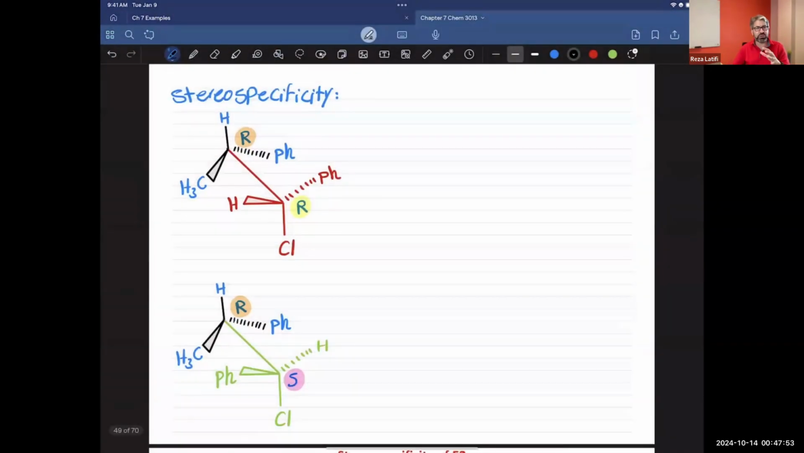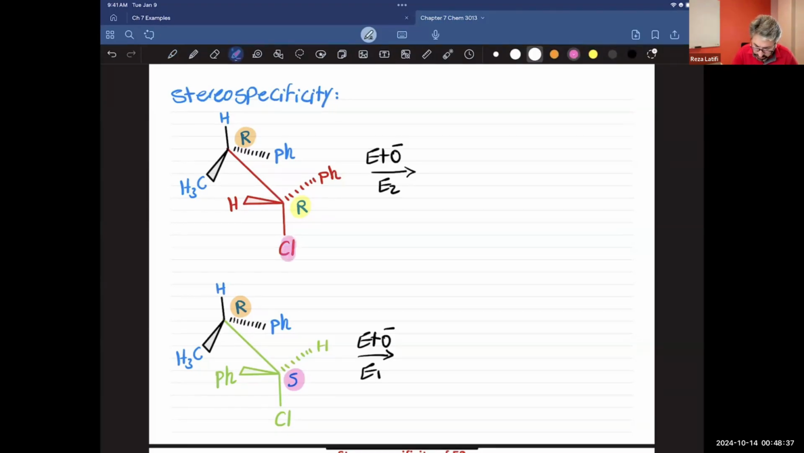Now, how about the stereospecificity? For stereospecificity, I have R and R, and in the next molecule, I simply change the position of these two substituents. I switch the position of phenyl with hydrogen. If you flip them, clearly the configuration will be opposite. From R, it will turn to S. Now, if I treat them with again the same base to do E2 elimination, the product that I will get, of course, this one will be gone, and the hydrogen as well.